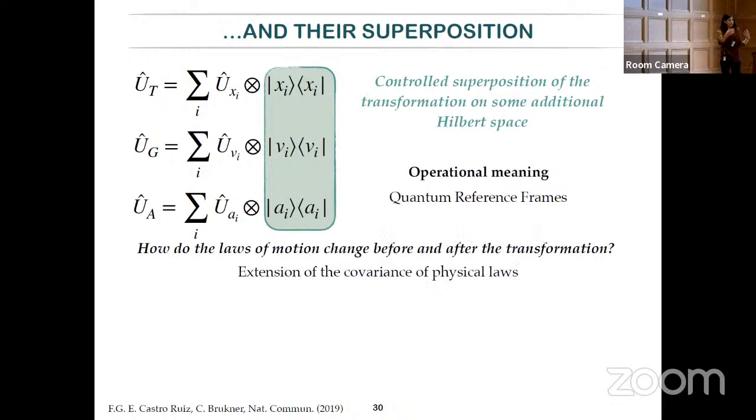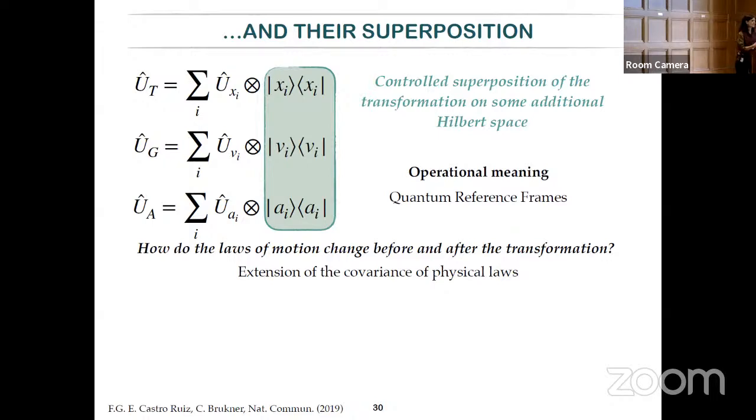And then if I consider an initial Hamiltonian, if I stand in C, I have a Hamiltonian of A and B. If I stand in A, I have a Hamiltonian of B and C. And then the Hamiltonian transforms exactly in the same way as in the previous slide, but also with the Hilbert space of the quantum reference frames. And this is what we call the extension of covariance of physical laws.